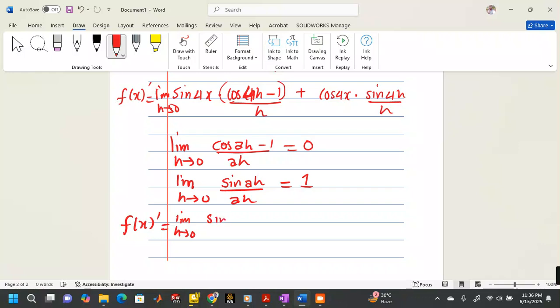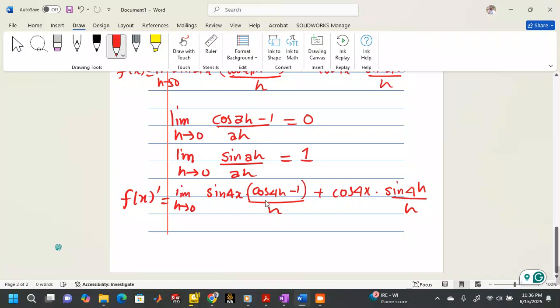So I'll write limit as h approaches 0 of sine 4x. This one we have no problem with because it doesn't involve h. Then cos 4h minus 1 over h plus cos 4x multiplied by sine 4h over h. For those who remember, if we have a number a here, how do we bring down the 4 here? Here a is 4. So how can we get the 4 to h? You multiply the numerator and the denominator by 4.